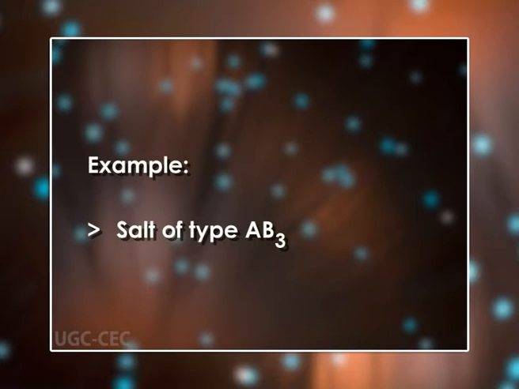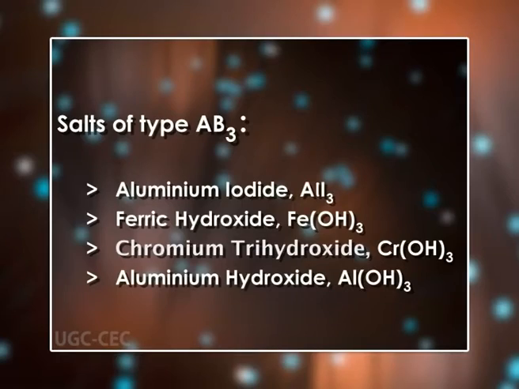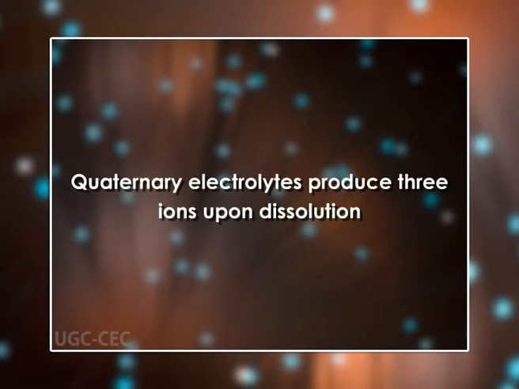For example, take the salt of type AB3. There are various salts of the type AB3. For example, we have aluminum iodide AlI3, ferric hydroxide Fe(OH)3, chromium trihydroxide Cr(OH)3, aluminum hydroxide Al(OH)3, etc. All of these salts are of the type AB3. They are called quaternary electrolytes because they produce 3 ions upon dissolution.